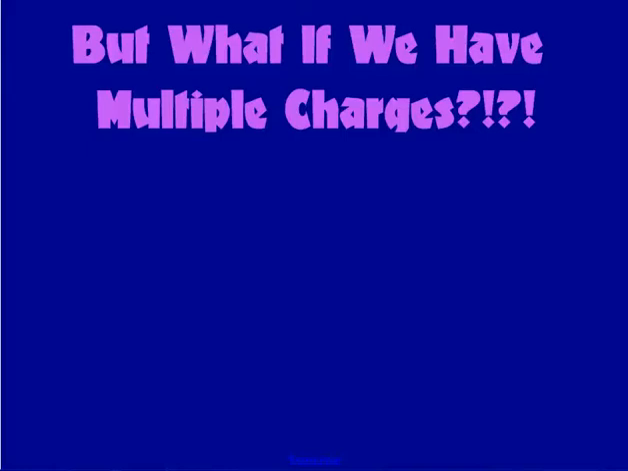Class, we've learned that the electric force can be found using the equation Fe equals K times the magnitude of Q1 times the magnitude of Q2 divided by the distance between the two charges squared. And we've also done some simple examples using two charges, finding the force that one exerts on the other. But what happens if we have multiple charges? That's commonly the case. A two-charge example is actually fairly rare.